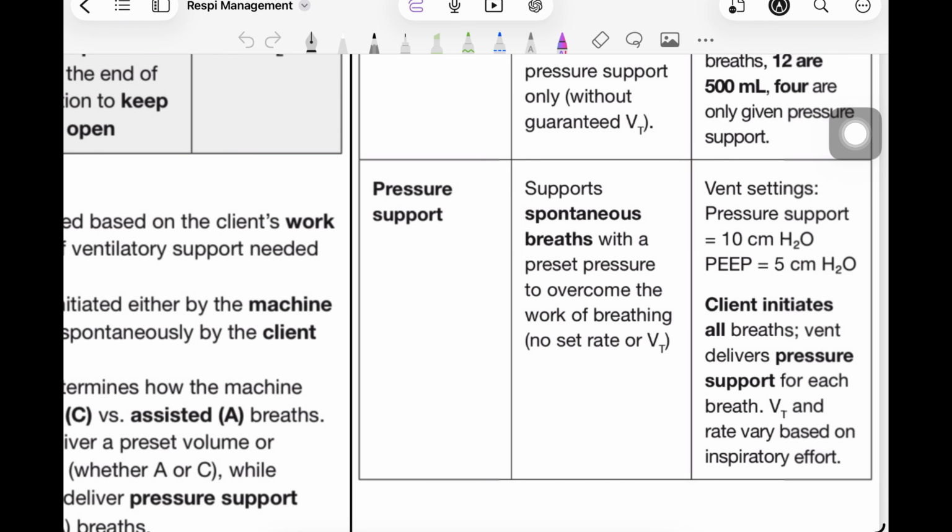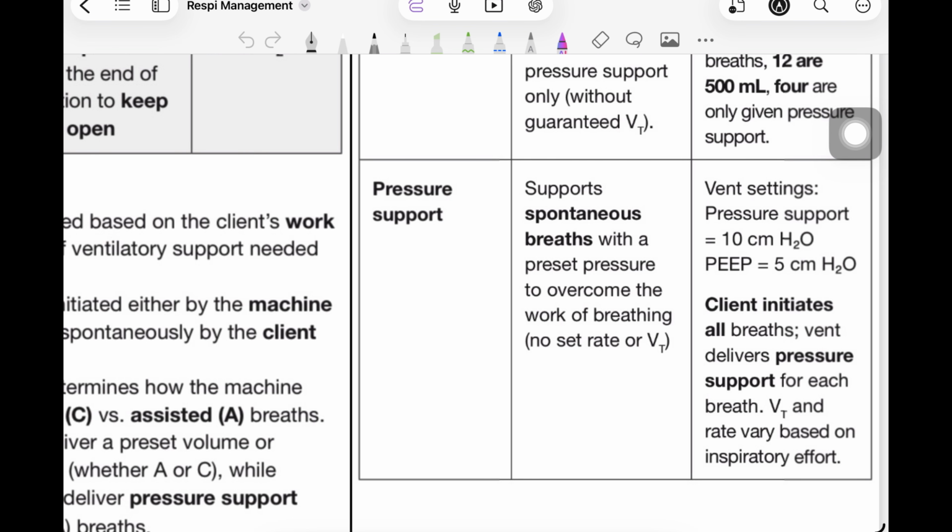Client initiates all breaths of the vent, which delivers pressure support for each breath. The tidal volume and the rate vary based on the inspiratory effort. For example, suppose yung pasyente nag-breathe siya 18 times, then the ventilator will follow. For example, ulit, nag-breathe siya 12 times, then the ventilator will follow.